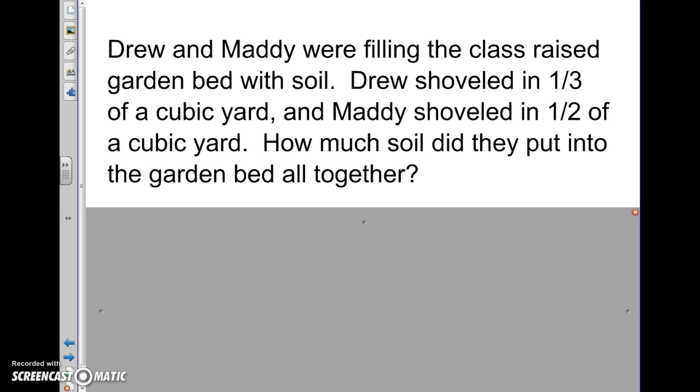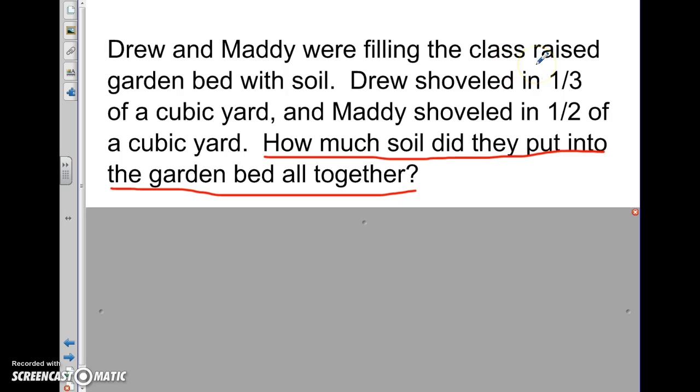So first off, we want to see what's the question? What is it that we have to find out? We have to figure out how much soil did they put into the garden bed all together. And that all together tells us that we're going to be adding the fractions together.